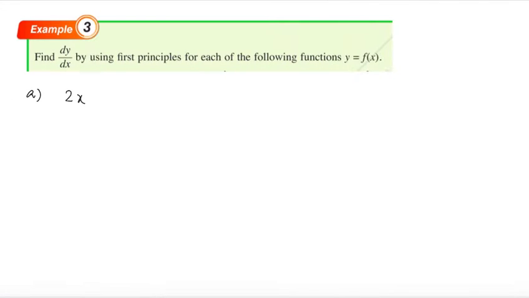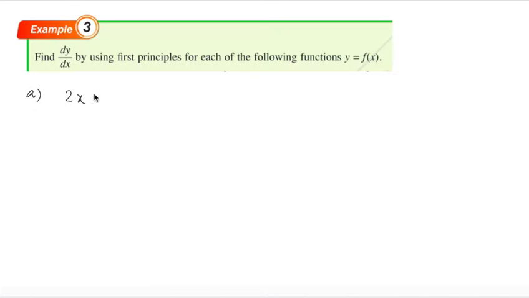Then, okay, let's see. I do 2x. So start. We are using delta y equals to... what is the first step just now? f(x plus delta x) minus f(x).